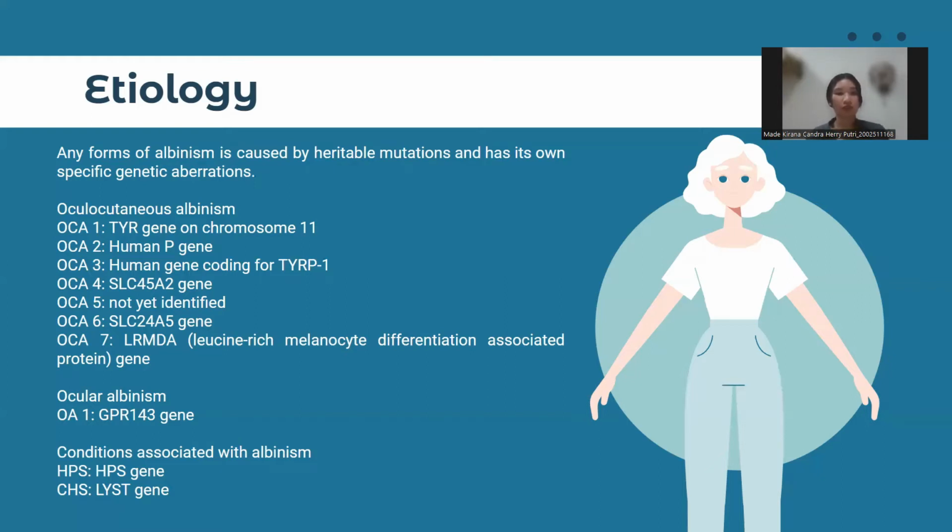OCA5 is not yet identified, and we also have OCA4, 6, and 7 that are caused by other specific gene mutations. Another type of albinism is ocular albinism, which happens due to a mutation in the GPR143 gene. We also have conditions associated with albinism, for example, Hermansky-Pudlak syndrome, which is autosomal recessive and can be caused by mutations in HPS-associated genes. And we also have Chediak-Higashi syndrome, a condition with albinism that is caused by mutation in the lysosomal trafficking regulator protein gene.